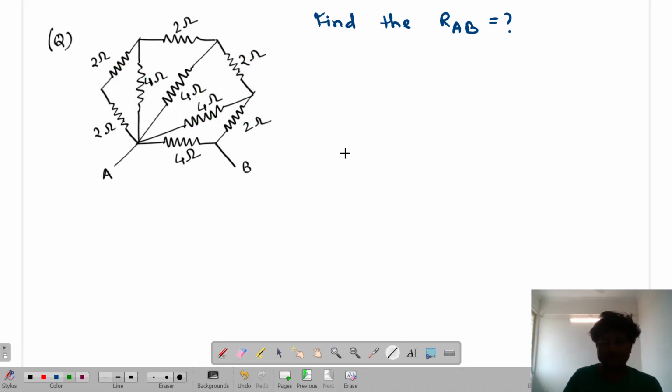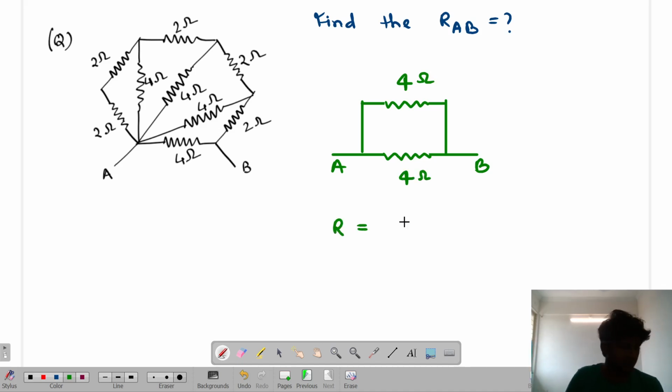So the equivalent circuit is looking like this way. This is A, this is B, this is 4, and this is also 4. So R is just 2. So R between AB is just equal to 2. Are you able to get me? Is that clear? Write it fast.